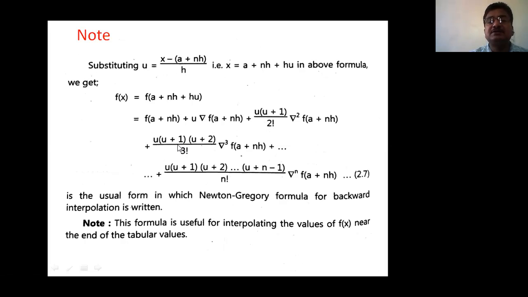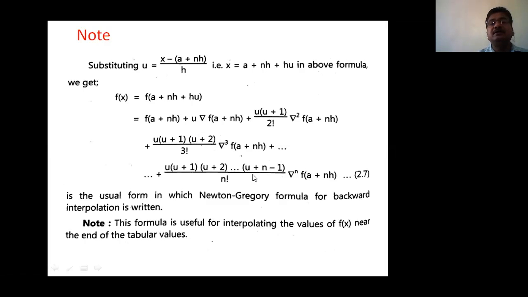Similarly, the simplification of the next term is what? u into u plus 1 into u plus 2 by 3 factorial del cube f of a plus nh. Similarly, what is the next term? u into u plus 1 into u plus 2 into u plus 3 by 4 factorial del raised to 4 f of a plus nh. In this way, the last term is what? u into u plus 1 into u plus 2 up to u plus n minus 1, because if here the power is 3, then the last factor is u plus one number less than this number, that is n minus 1, divided by n factorial del raised to n f of a plus nh.